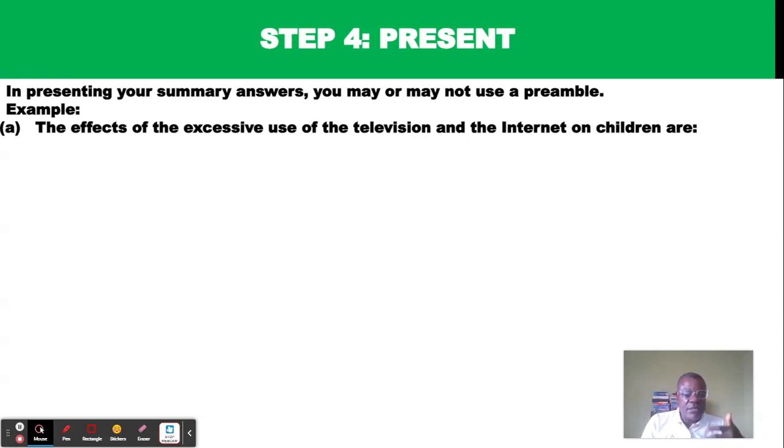For example, when you look at this question, the effects, we already saw the question: in 4 sentences, 1 for each, summarize the effects of the excessive use of the television and the internet on children. Now, a preamble is an opening statement indicating the purpose of what is to follow. This is what it looks like: The effects of the excessive use of the television and the internet on children are, then you put a colon. This is your preamble. Then what follows will be your answer in 4 sentences.